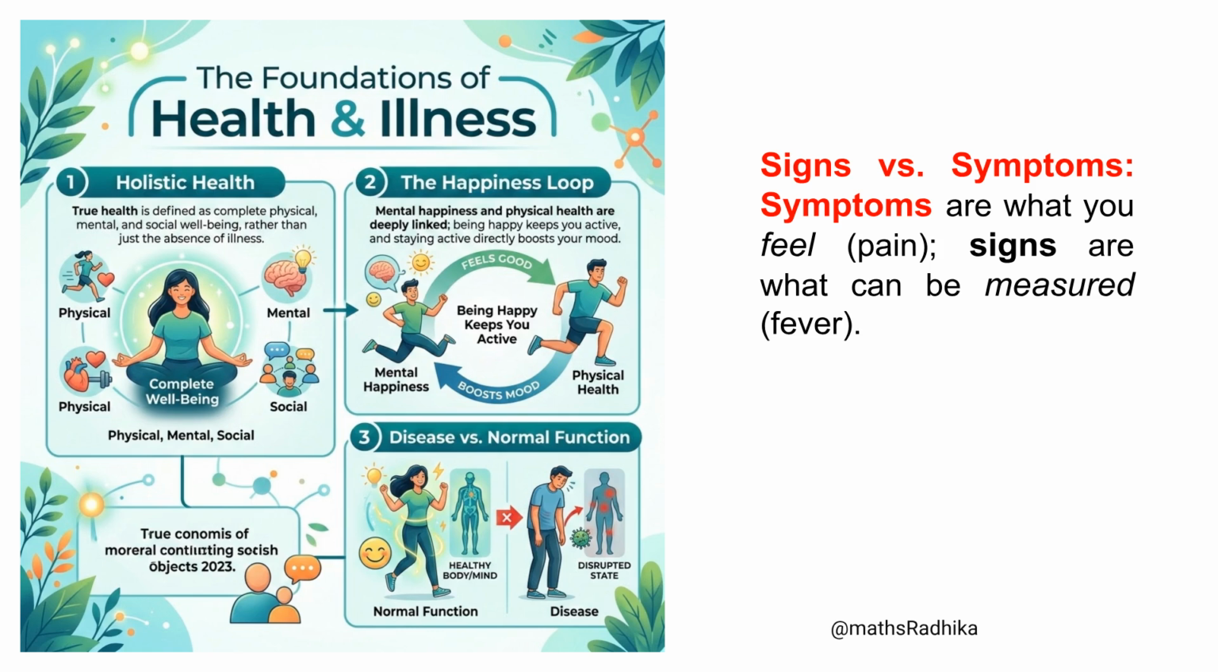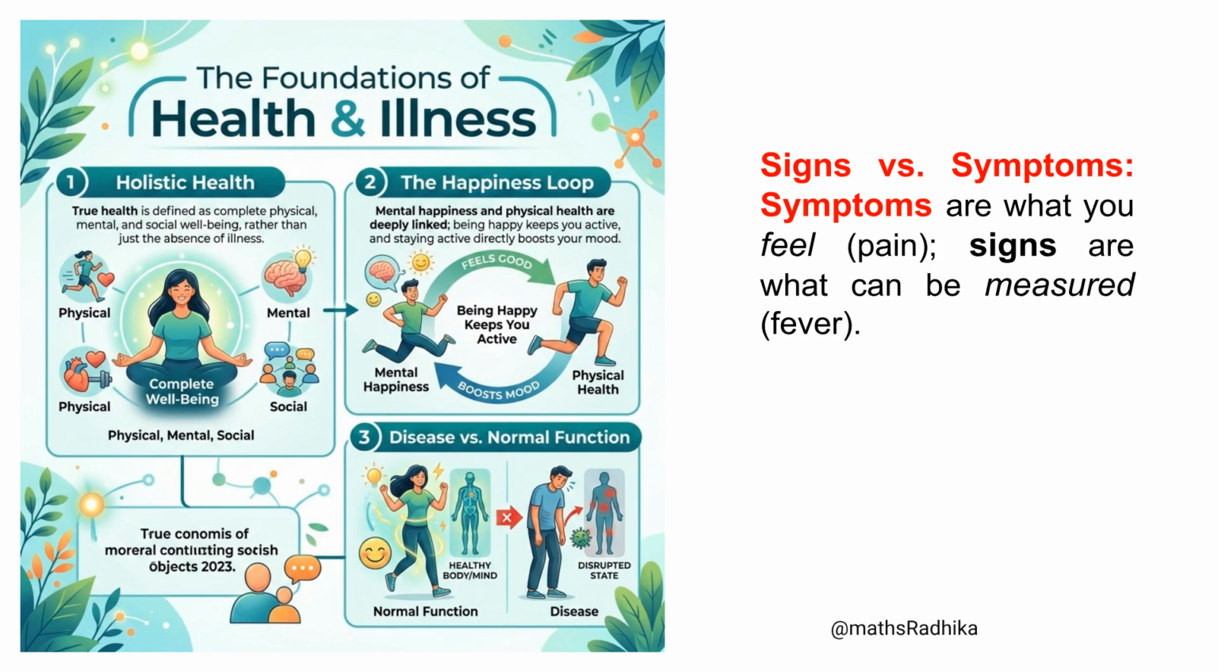Well, let's learn about the foundations of health and illness. Holistic health. True health is defined as complete physical, mental, and social well-being, rather than just the absence of illness. The happiness loop. Mental happiness and physical health are deeply linked. Being happy keeps you active, and staying active directly boosts your mood.